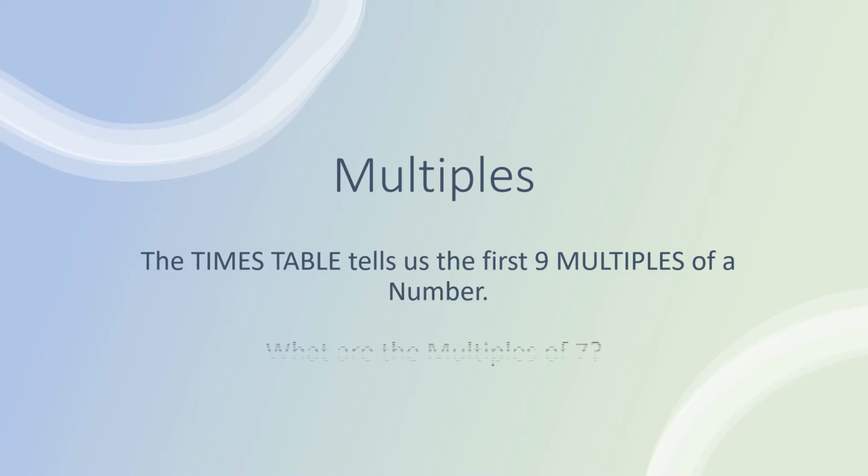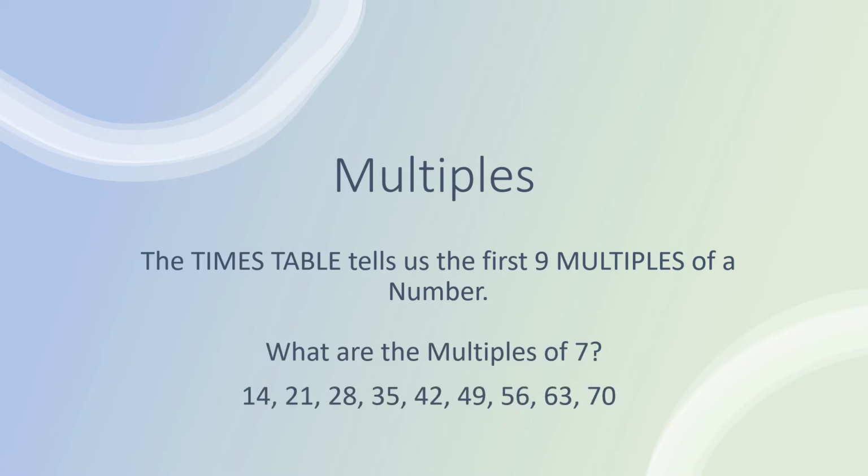For example, can you tell what are the multiples of 7? So the multiples of 7 are 14, 21, 28, 35 and so on. These are the numbers we get from the 7 times table and all of them are multiples of 7. If we divide the multiple of a number by the number itself, we get the remainder as 0. So 14 is a multiple of 7. If we divide 14 by 7, the remainder is 0. That is what a multiple means.